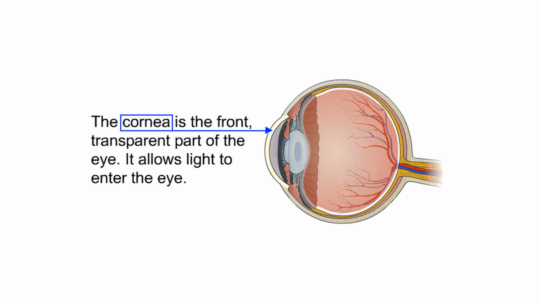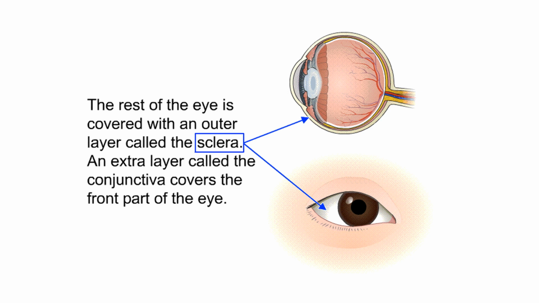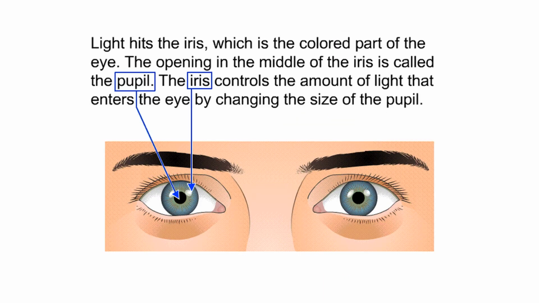The cornea is the front, transparent part of the eye. It allows light to enter the eye. The rest of the eye is covered with an outer layer called a sclera. An extra layer called the conjunctiva covers the front part of the eye. Light hits the iris, which is the colored part of the eye. The opening in the middle of the iris is called the pupil. The iris controls the amount of light that enters the eye by changing the size of the pupil.